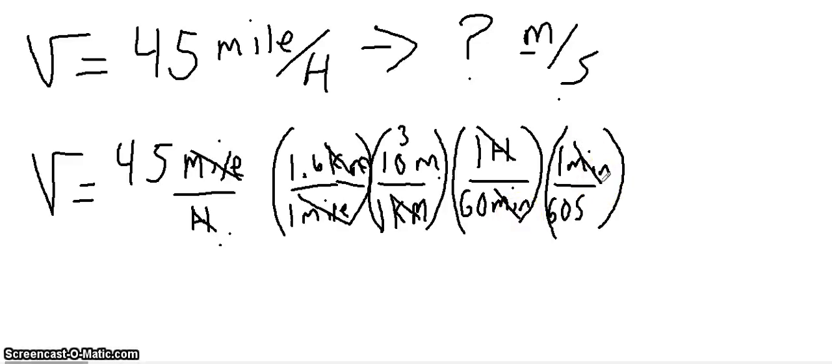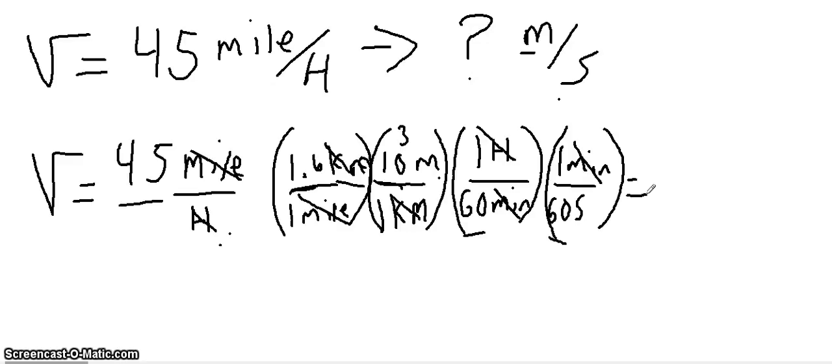So now it's just a matter of getting out your calculator, multiplying 45 times 1.6 times 1,000 and dividing that quantity by 60 and then dividing it by 60 again. Or another way to say that, of course, is to divide it by 60 squared. So I'm going to do that with my calculator right now.